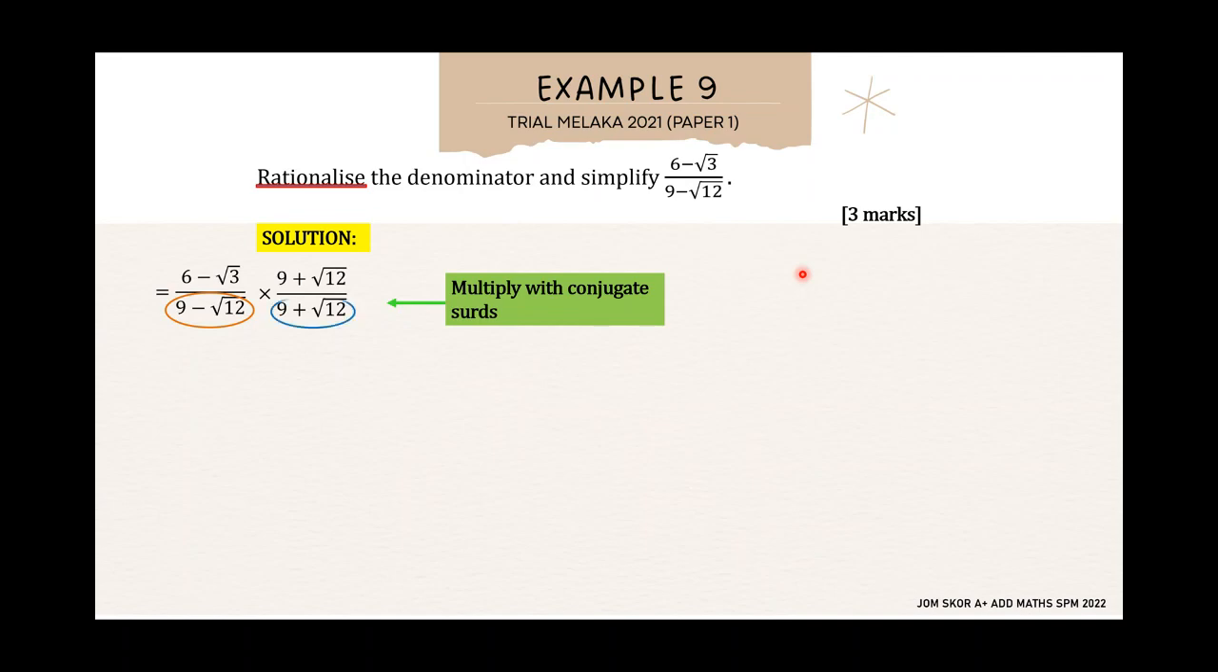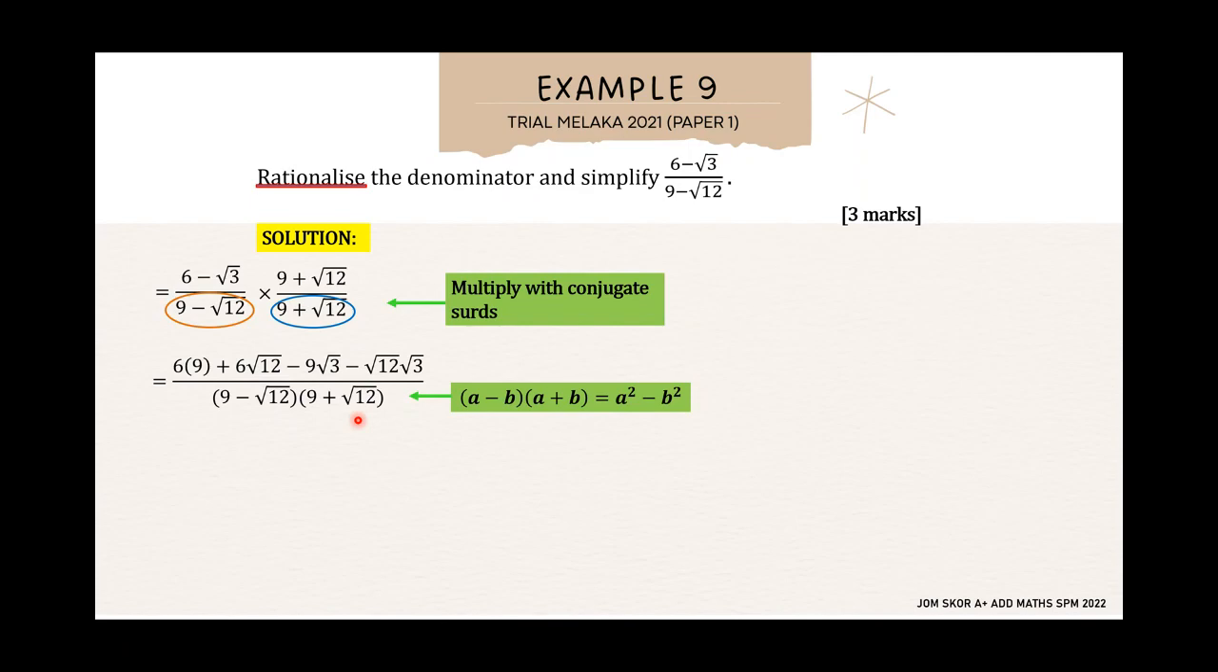Okay. Sekarang dah ada lah conjugate surd. Kita nak simplify. Okay. Lihat pada bahagian numerator. Teacher ada 6 darab dengan 9. Okay. Next. 6 darab dengan surd 12. Okay. Next. Kita ada 9 darab dengan negative surd 3. Next. Kita ada lagi surd 12 multiply by surd 3. Okay. Kita hanya expand sahaja. Okay. Di bahagian denominator, I have 9 minus surd 12 multiply by 9 plus surd 12. Okay. Right.